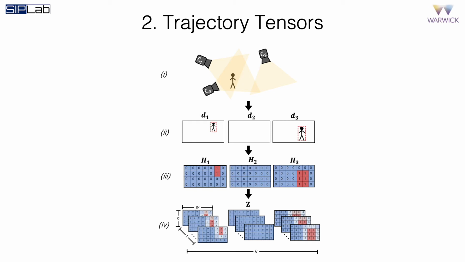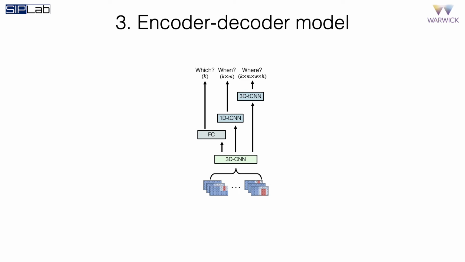The heat maps may be smoothed using a Gaussian kernel along the width, height, and time dimensions, which we find acts as a regularizer. Trajectory tensors are used as either the input to any MCTF formulation or as the target in the where problem formulation. Given a trajectory tensor as input, we propose the following encoder-decoder model, which extracts features using a 3D CNN. These features are then decoded using either a fully connected layer for the which formulation, 1D transposed convolution layers for the when formulation, or 3D transposed convolution layers for the where formulation.